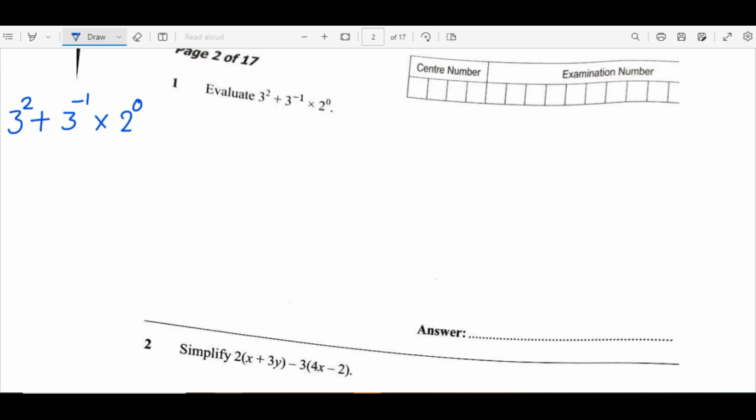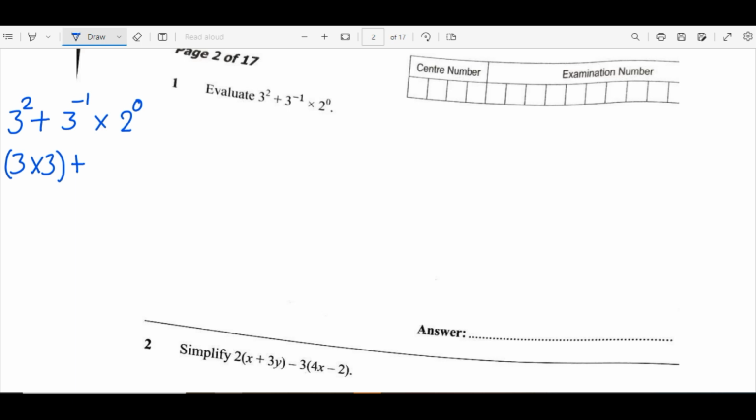We'll begin with 3 raised to the power 2. 3 raised to the power 2, it means we have 2 3's. So please never make a mistake where you multiply 3 times 2. No, this means we need to multiply 3 times 3, 2 times. Then we have an addition sign here.